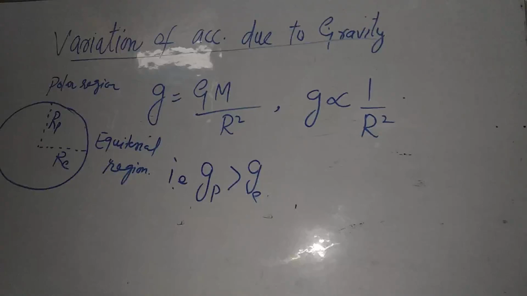So in other words, we can say as we go deep inside the Earth, the value of g will decrease. At the center of the Earth, it becomes zero.